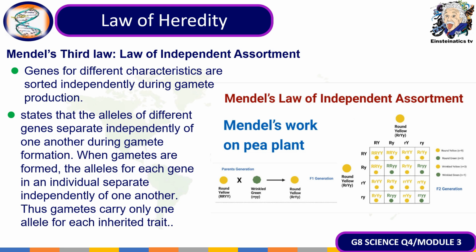So ibig sabihin, bawat gamete only carry one allele for each inherited trait. So bawat gamete, ibig sabihin, one gamete would be responsible for the color, one gamete would be responsible for the shape, one gamete would be responsible for the texture. So, ganon. So, each gamete controls one trait.